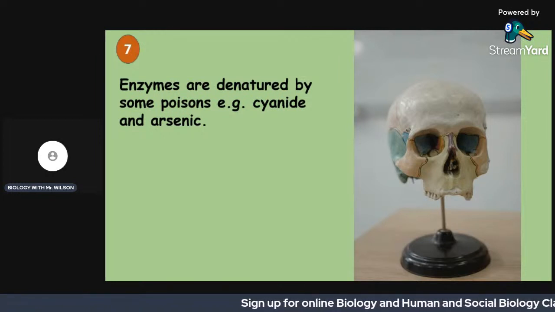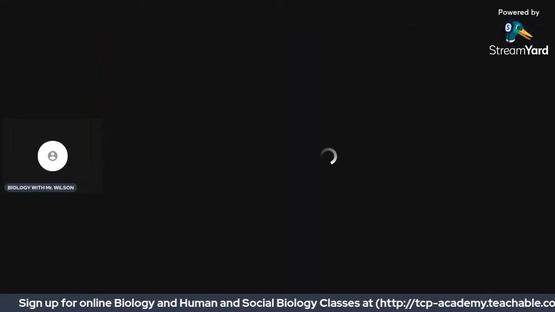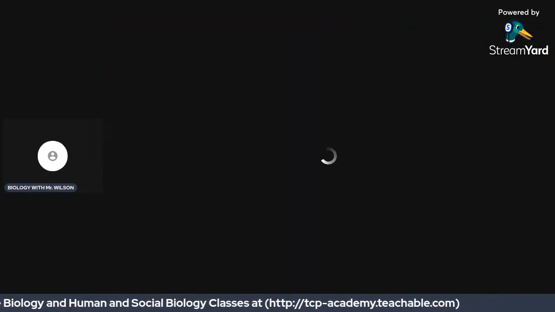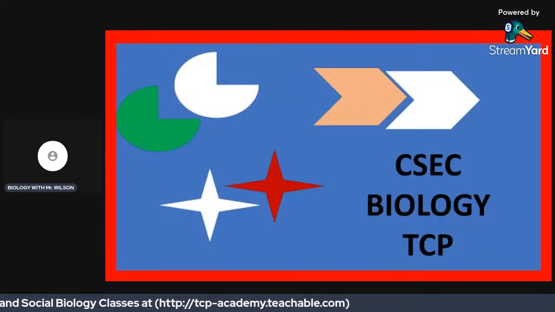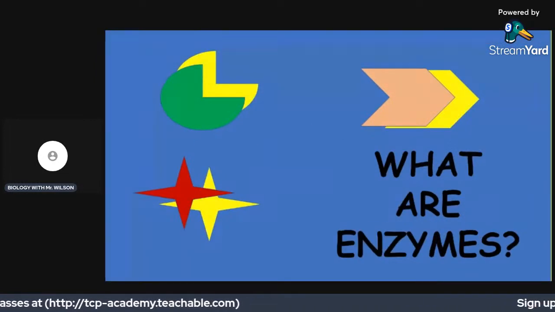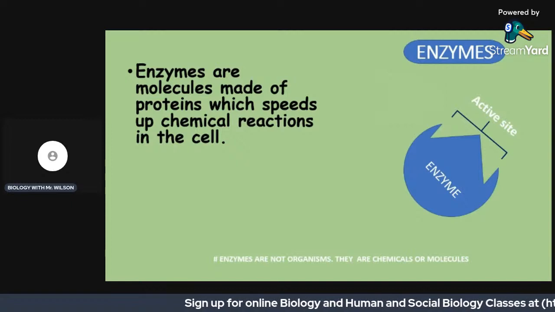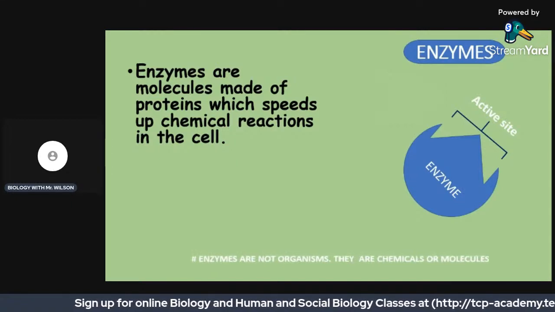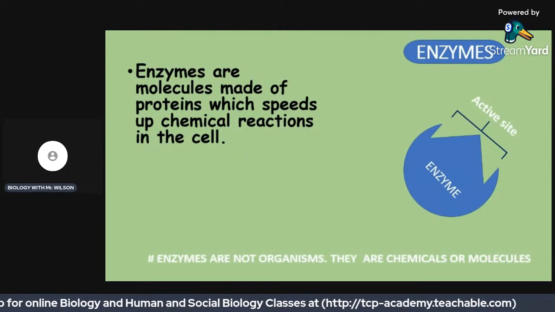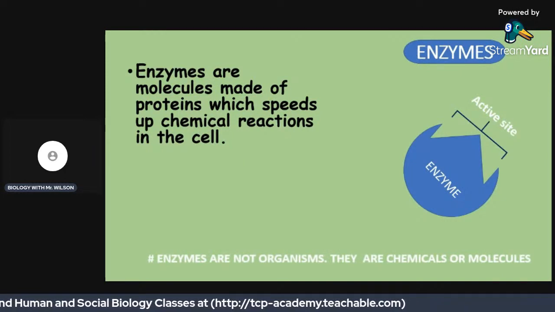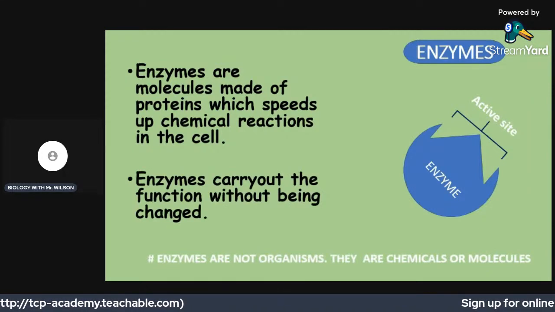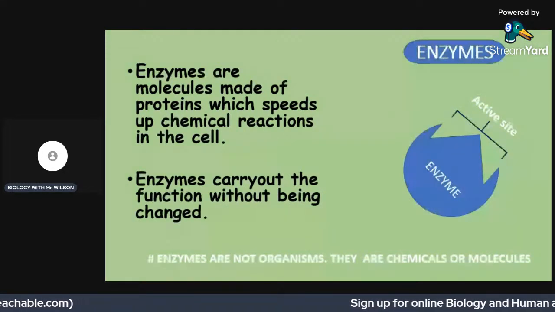Let's look at what's in store for us. How much do you remember? In today's lesson, we'll find out what enzymes are and how they work. Enzymes are molecules made of protein which speed up chemical reactions in the cell. Did you know that enzymes are not organisms? They are chemicals or molecules. Wow! Enzymes carry out the function without being changed.